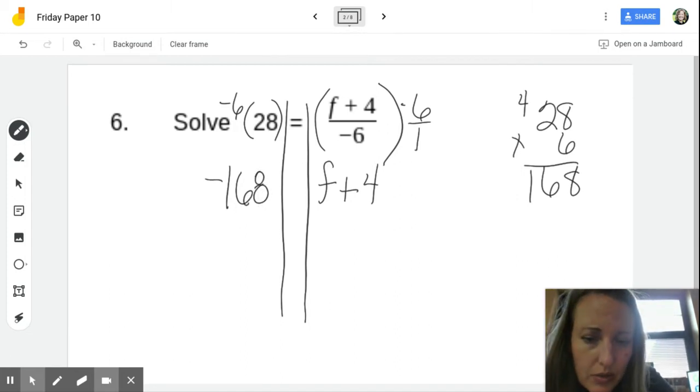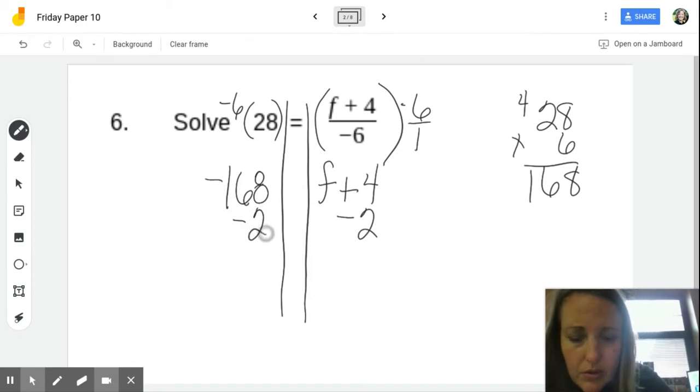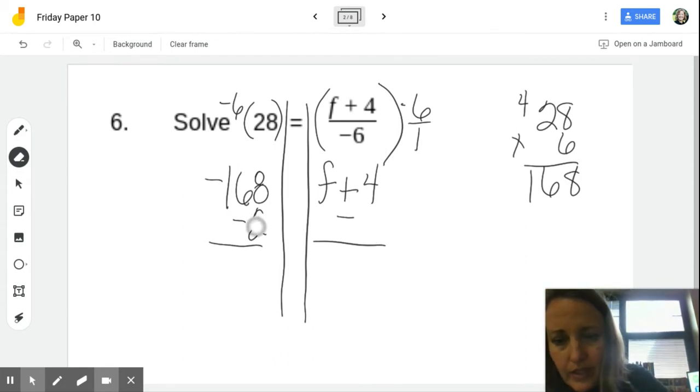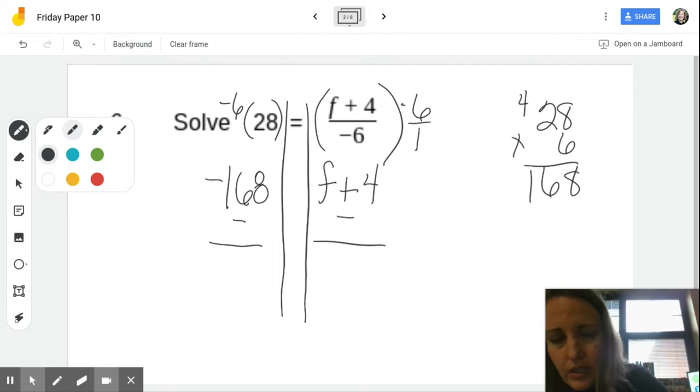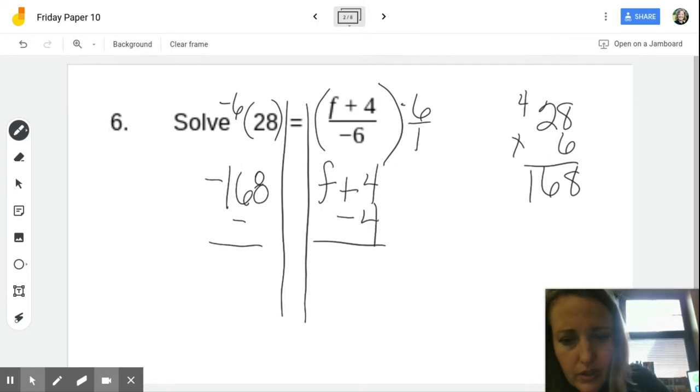I'm going to undo addition with subtraction, and what I do to one side, I must do to the other. Mrs. Golding, boop, boop, boop. Where did you get a 2? I have no idea. What should that have been? 4. Thank you very much. So let's go here. This should be minus 4, minus 4.